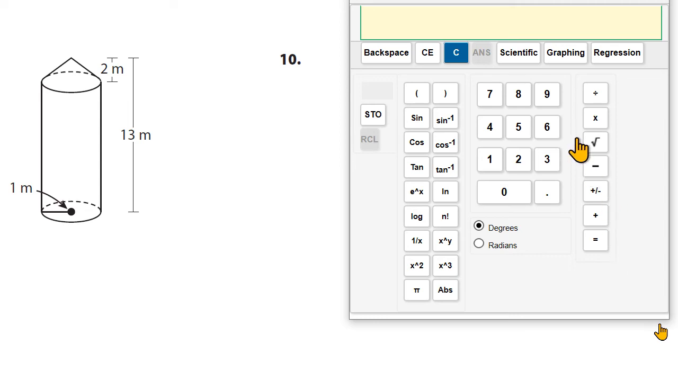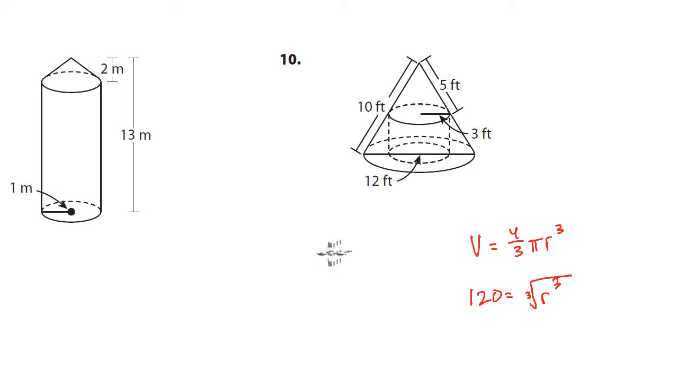The first way is, in order to cube something, you would raise it to the power of 3. In order to cube root it, you would raise it to the power of 1/3. So interestingly enough, if you wanted to cube the number 6, you would put it in your calculator like this. If you want to cube root it, you would put it in your calculator like this. So it's basically 6 raised to the 1/3.